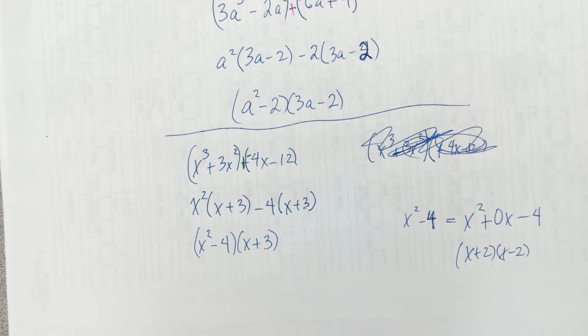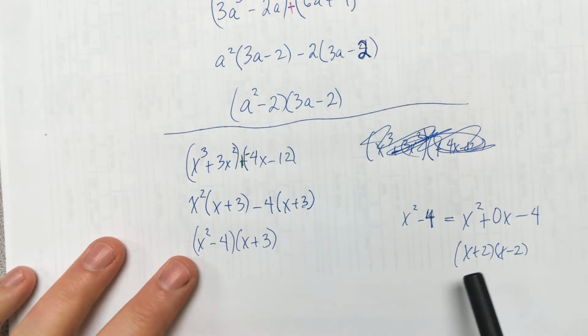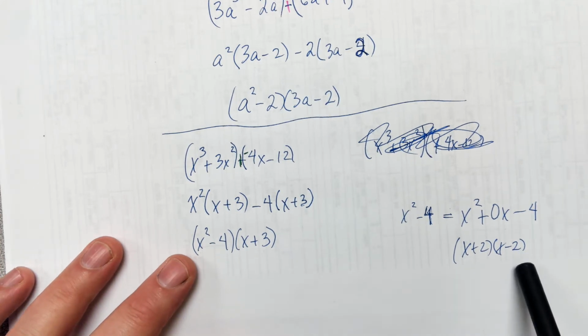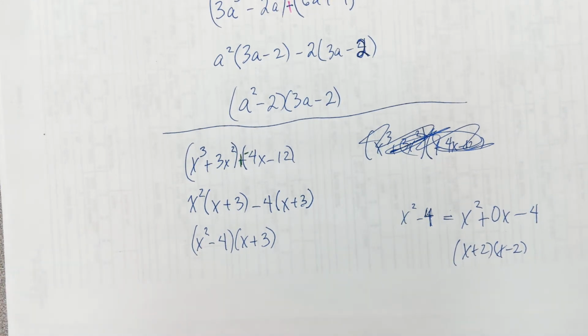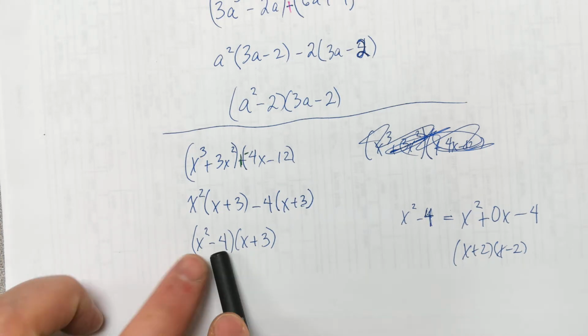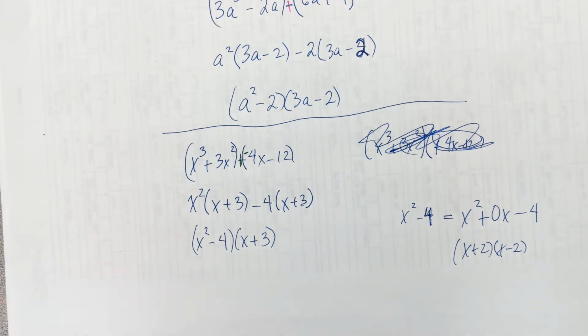If you multiply x plus 2 times x minus 2, see what you get. You get x squared minus 4. Right, this is not factored all the way. Here's the thing you have to recognize. It's called difference of squares.